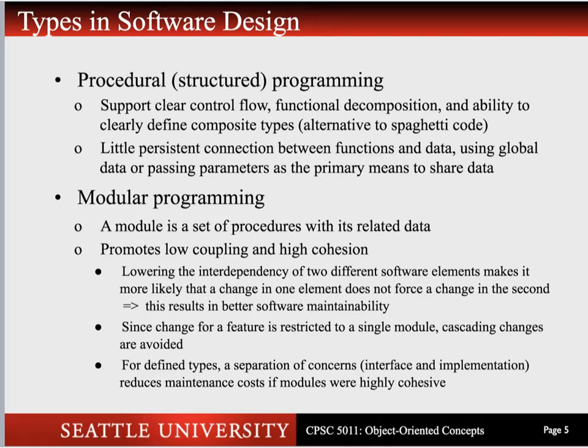We also will look at modular programming, where a module is defined as a set of procedures with its related data. This type of software design promotes low coupling and high cohesion, which is the ideal in software design. The lowering of the interdependency of two different software elements or components makes it more likely that a change in one element does not force a change in the second, and this results in better software maintainability. And since change for a feature is restricted to a single module or element, cascading changes are then avoided.